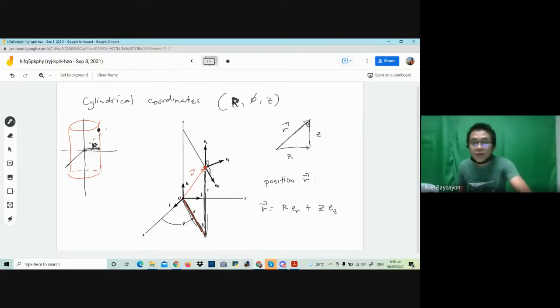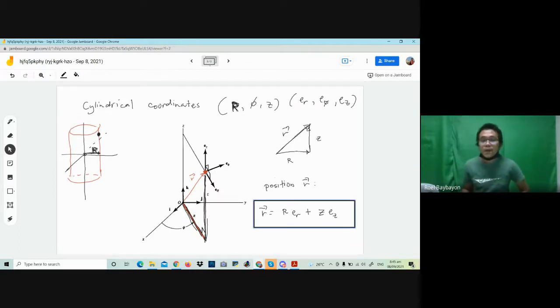Take note, the unit vectors are these: ER, E phi, and EZ. So your position vector R is given by this equation. Based on the triangle above, using vector analysis, that is equal to R times the unit vector ER plus the vector Z, which is distance Z times the unit vector EZ. So once we have the position, we know the velocity.